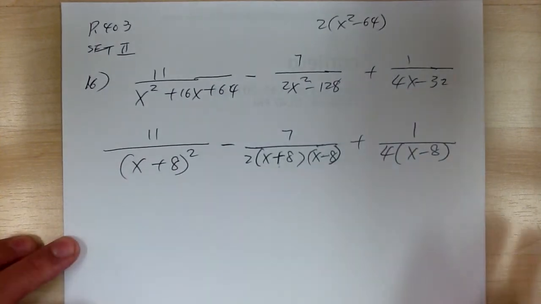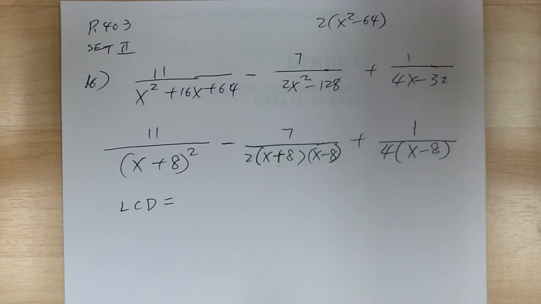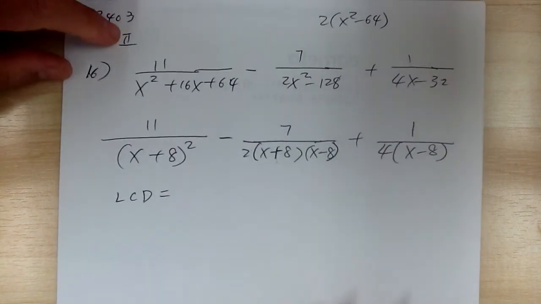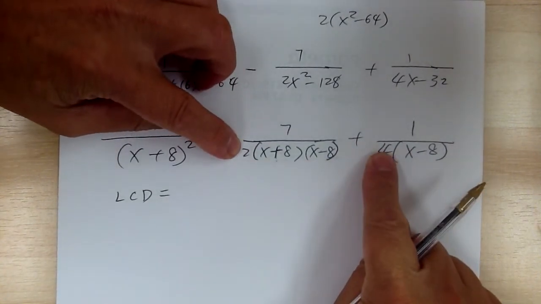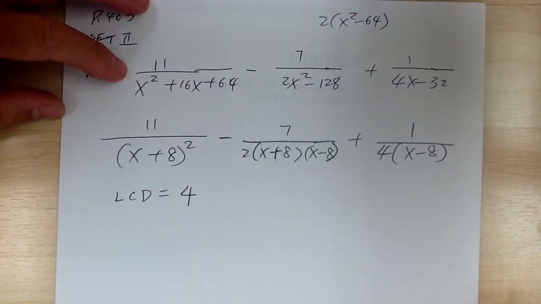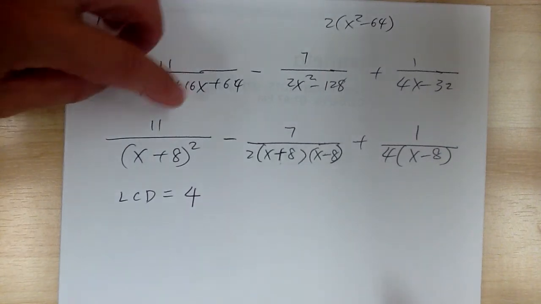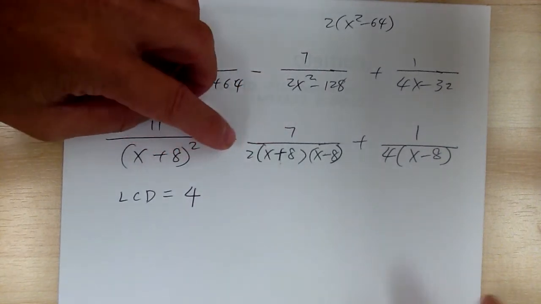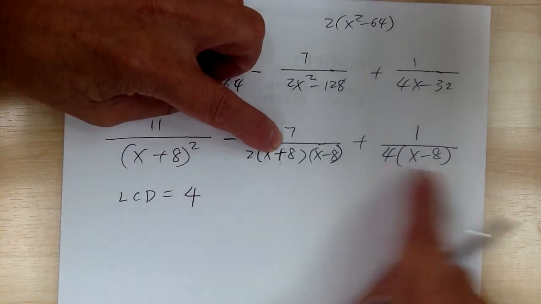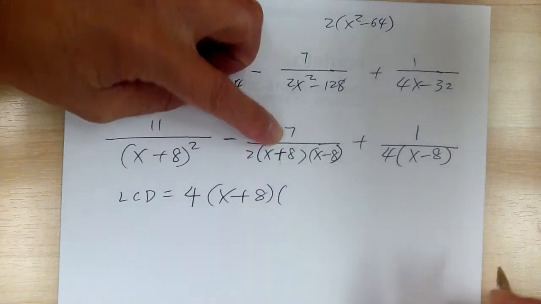Okay, so after you're done factoring, now you can figure out your LCD. Again, when you're doing the LCD, you first do the number. So the numbers you got are 2 and 4. The LCD of 2 and 4 is 4. Then you go down the alphabet. There's no alphabet. So now you go down to the groups. You got x plus 8, so you need to have that. And next one, you need to have x minus 8.